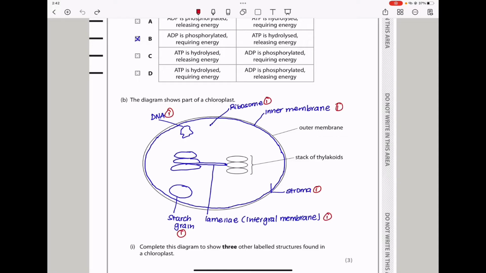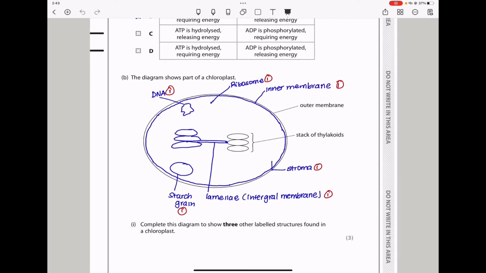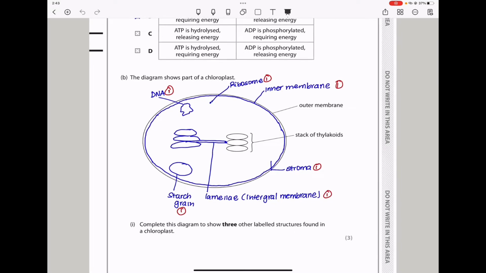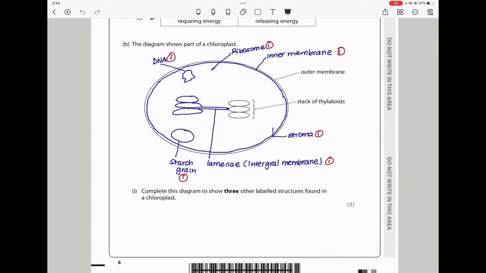So this is how I labeled everything. As you can see here, I input the DNA, the ribosomes, inner membrane, the stroma, starch grain, the lamellae or what you call the integral membrane. So if you had put any 3 of these, you would get full marks.